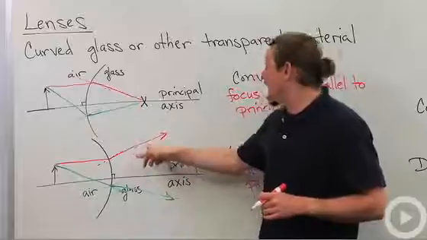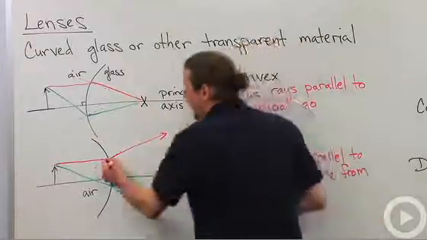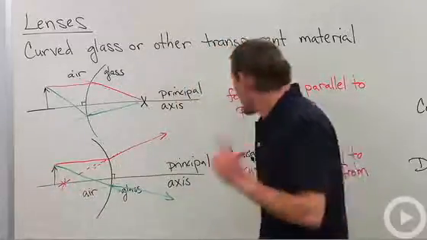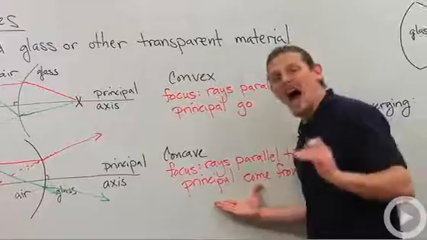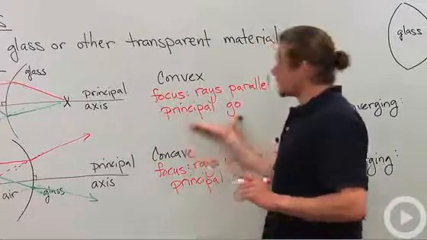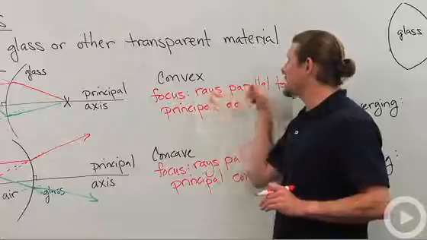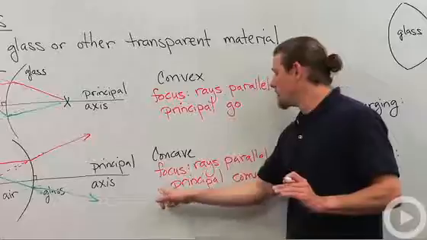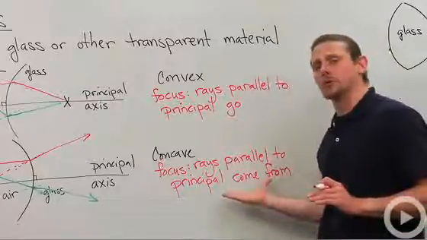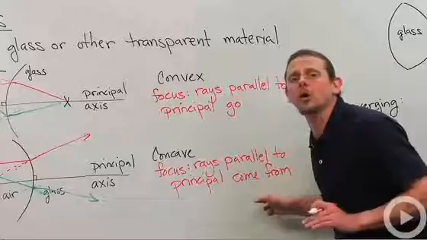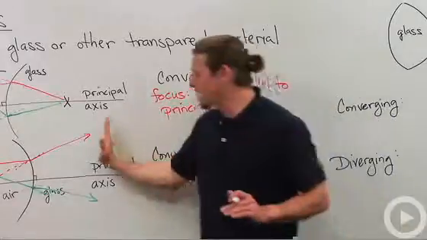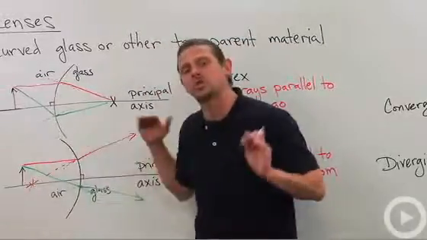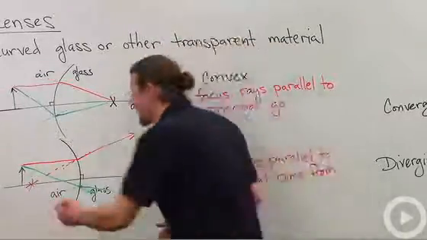All right, now notice that this light ray appears to be coming from somewhere like there. That's called the focus of a diverging lens. So for convex, the focus is the place where rays parallel to the principal axis go. For concave, the focus is the place where rays parallel to the principal axis appear to be coming from. If I was looking on this side, I would see the light coming like that, and I would just continue that line straight back. And that would be where the focus is.